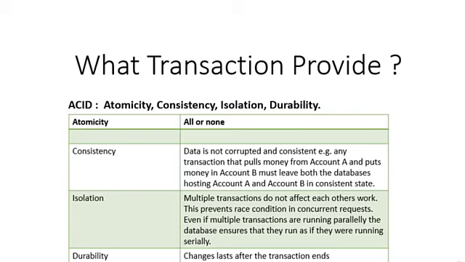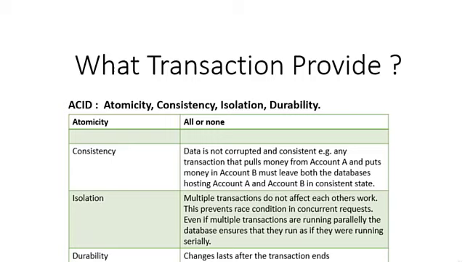So what does a transaction provide? A transaction provides a functionality known as ACID: atomicity, consistency, isolation, durability. Consistency is basically that the data is left in a consistent state. It is not corrupted. If your transaction is pulling money from account A and putting money in another account B, the transaction must leave both the accounts in a consistent state. The data is always in a good state.